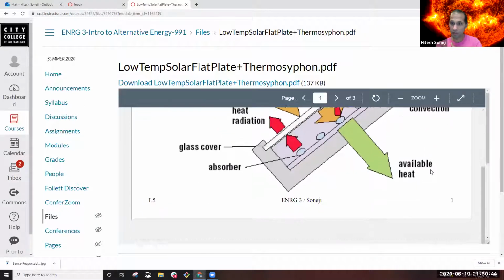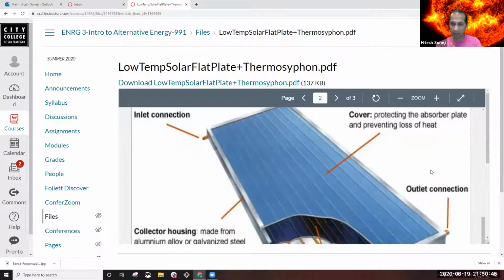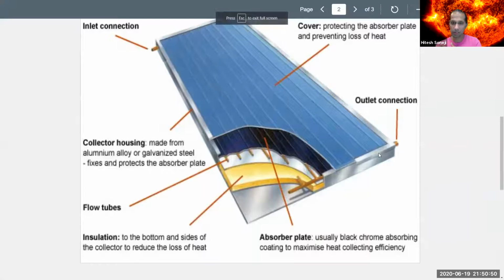Here are some diagrams that can be helpful. These discuss flat plate collectors. This one especially, I think is a solid one. Make sure you understand this one. Notice this is a flat plate collector for solar hot water. So this water is moving through here, not electricity. There's no electricity in this at all. No moving parts at all. This is just a flat plate collector trying to capture solar energy to heat water.